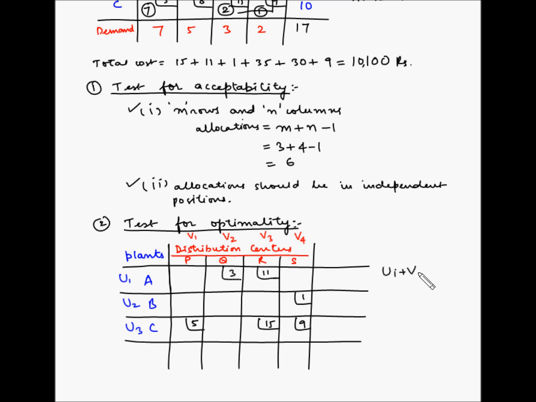Ui plus Vj is equal to Cij. And since there are m plus n variables, that means 3 rows and 4 columns, so 7 variables, but the allocations are m plus n minus 1, so we can assume the value of one of the variables as 0. So here we'll assume the value of V1 as 0. So let's find out the values of Ui and Vjs.